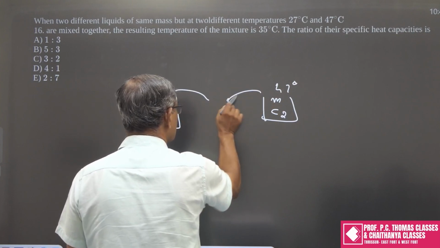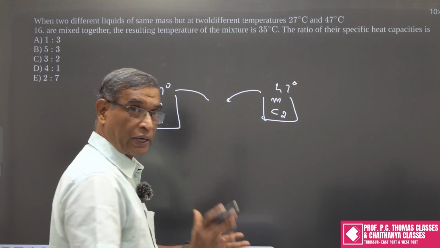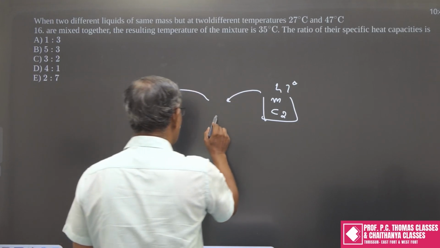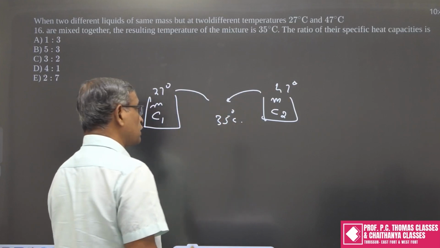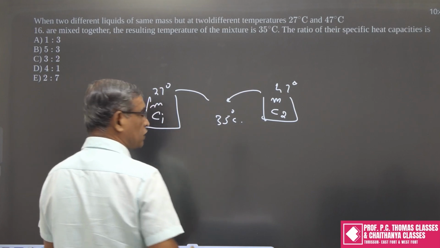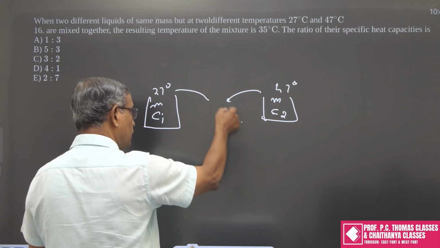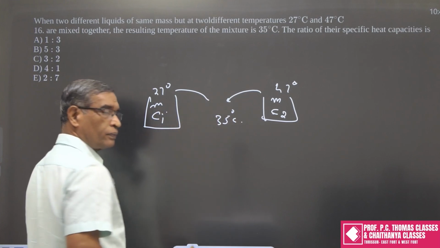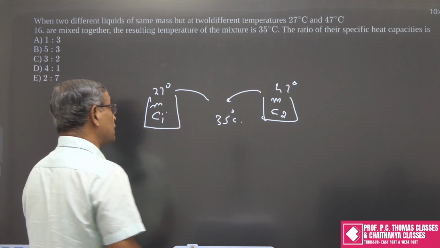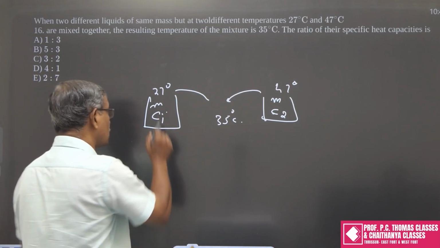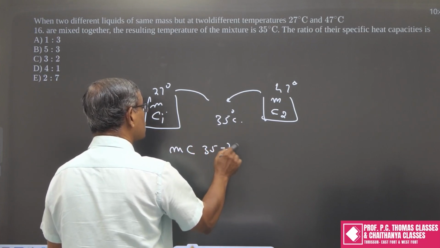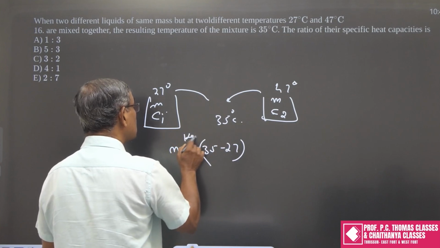They are mixed, so you get an equilibrium mixture. The resultant temperature is 35. Now the question is, what is the ratio C1 by C2? This body on mixing gets the resultant temperature, so it gains heat, and its temperature increases. The energy gained by this body is M C delta theta, so M C1 delta theta, 35 minus 27, is the heat gained.